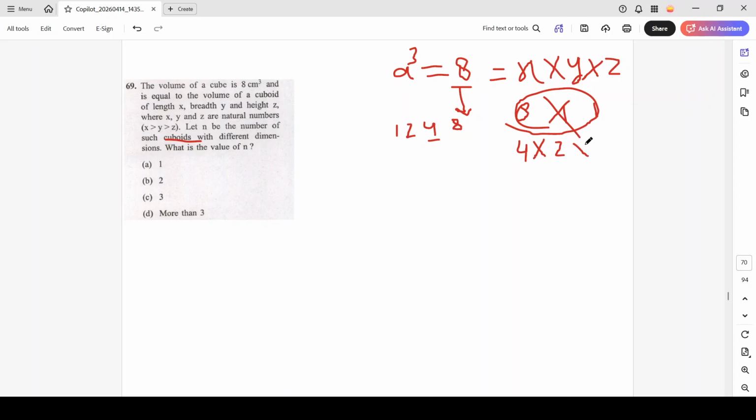Then what will be the other? Z becomes 1, because this satisfies that x is greater than y is greater than z, and all are different and all are natural numbers. So there won't be another possibility in which x is greater than y is greater than z, all natural numbers, making a volume of 8 centimeter cube. That means there will be one such cuboid in which this condition will be satisfied.